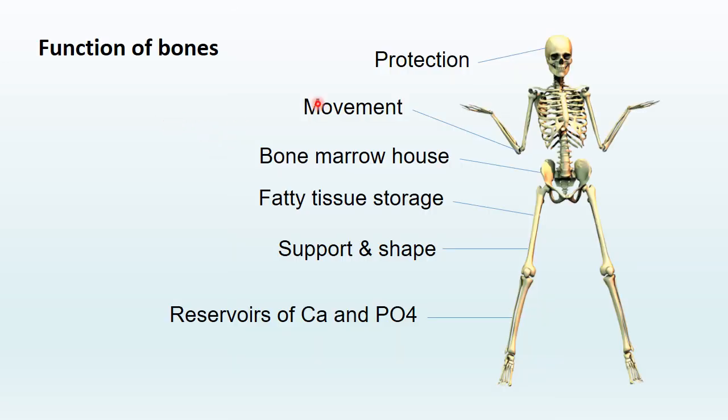The function of bones is to protect vital organs, such as the brain within the skull and the spinal cord within the vertebral column, inside the spinal canal. Bones also act as levers on which muscles act to move. They also house bone marrow and act as a house for fatty tissue.